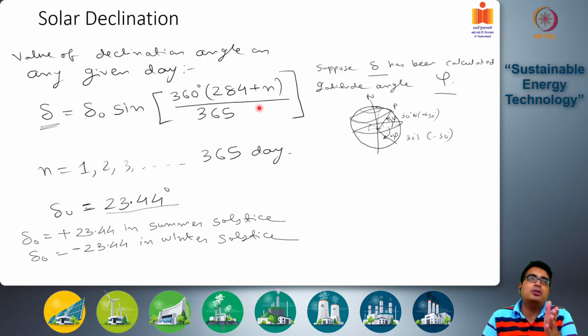So suppose you want to evaluate the declination angle on the 1st of February, that will be the 32nd day of the year, because January has 31 days. So February 1st will be the 32nd day of the year, and you put n equal to 32. So whatever that value comes here in degrees, sine of that multiplied by delta 0 will give you the declination angle on that given day.